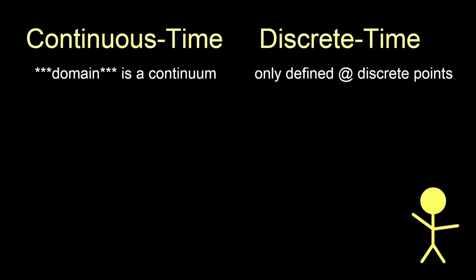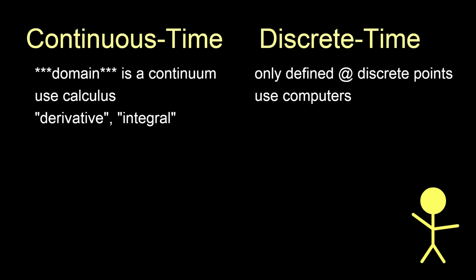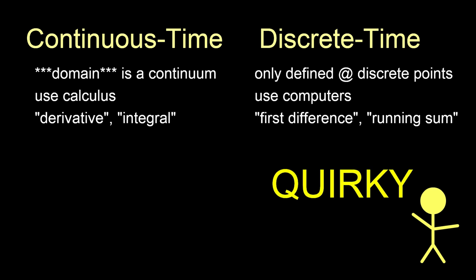Another way to characterize signals is if they are continuous or discrete time. Continuous time signals have a denominator, or x-axis, that is a continuum. Discrete time signals are defined only at discrete points in time. For signal processing operations, we use calculus for continuous time signals and computers, or computer programming, for discrete time signals. Terms like derivative and integral only apply to continuous signals. For discrete signals, mathematicians use first difference for derivative and running sum for integral, because they're quirky, I guess.